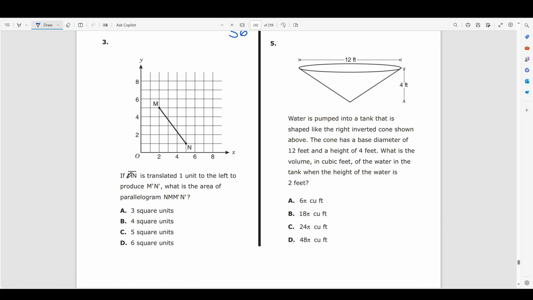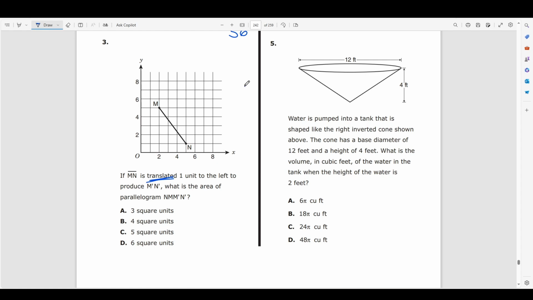I'll get into it later, but if MN is translated 1 unit to the left to produce M prime N prime, what is the area of the parallelogram that's formed? Right, so what is translation? Translation is a rigid movement in a specific direction, right? So if I translate 3 units up, that means that I'm taking a point, and I'm now adding 3 to that point's position in that direction.